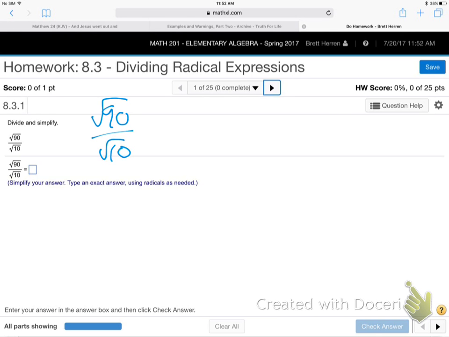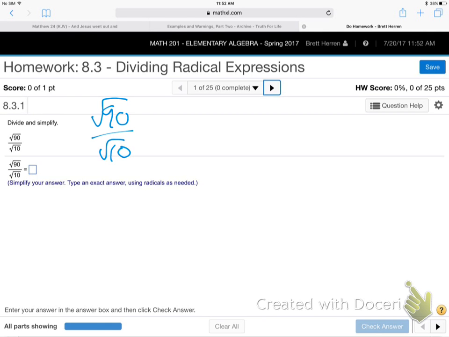So last section we multiplied them. Now we're going to divide them. And after this comes adding and subtracting the square root. So how do you divide? What are the rules for dividing a couple of square roots? How do you do it?